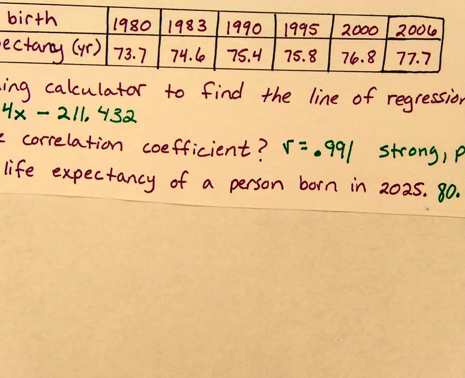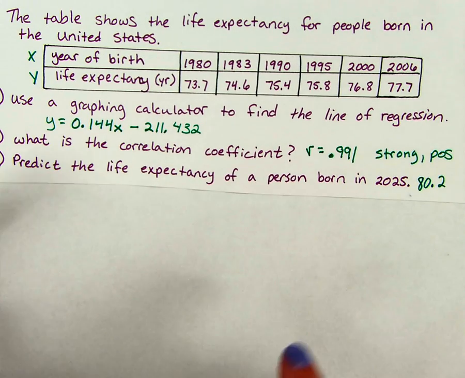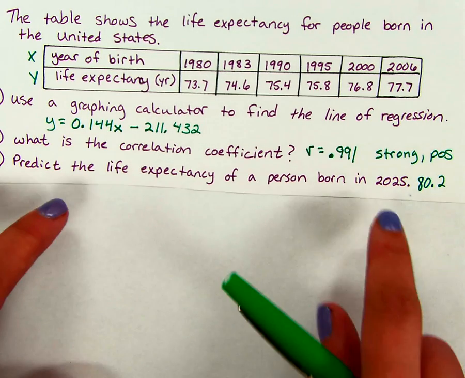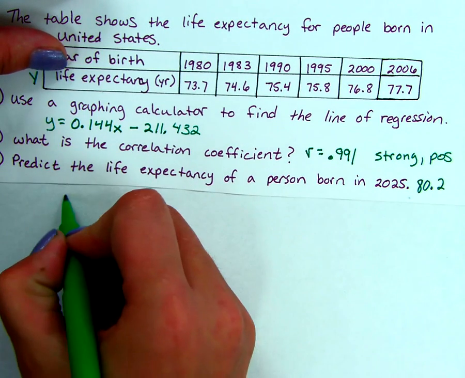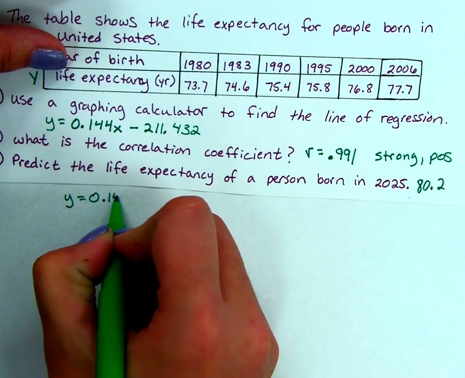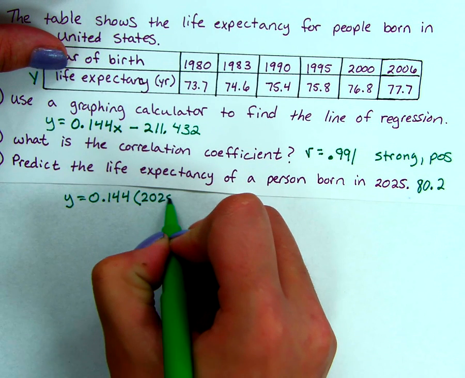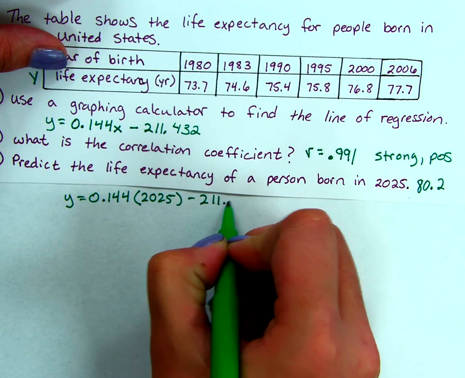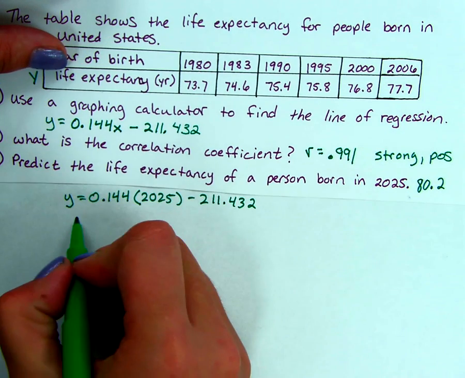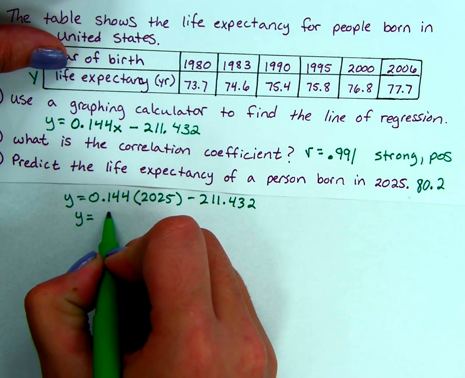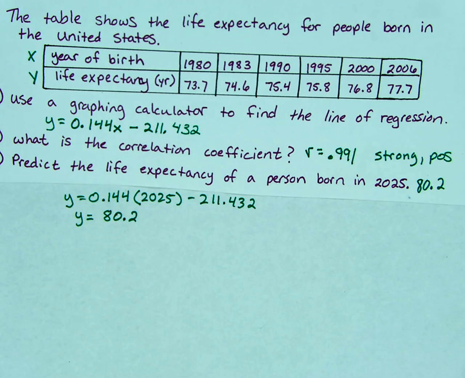Now the other way that you could do this, if you really wanted to make a prediction, so if you didn't want to graph it and see it, since this is an x value, you can just substitute this number in for this x. So we would do y equals 0.144 times 2025 minus 211.432, and then we would simplify this. So if we simplify that, we're still going to end up with this 80.2 if we round. Okay. So you can do it either way, so whichever way makes more sense to you.